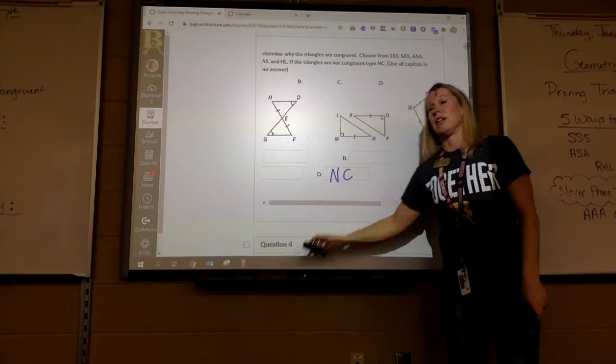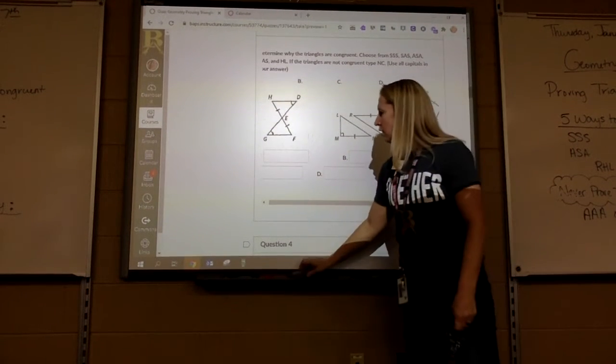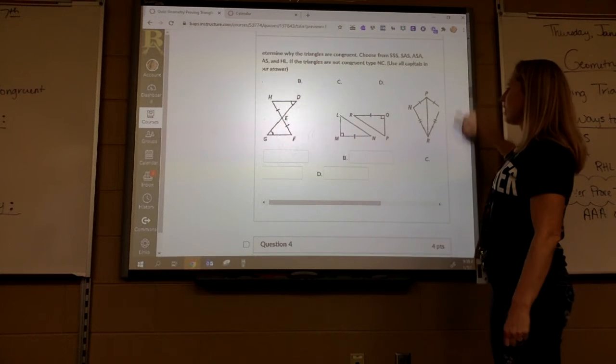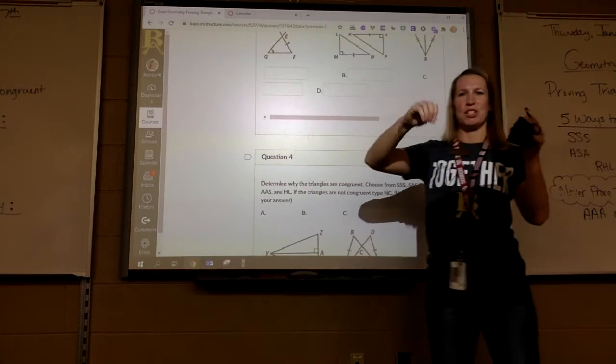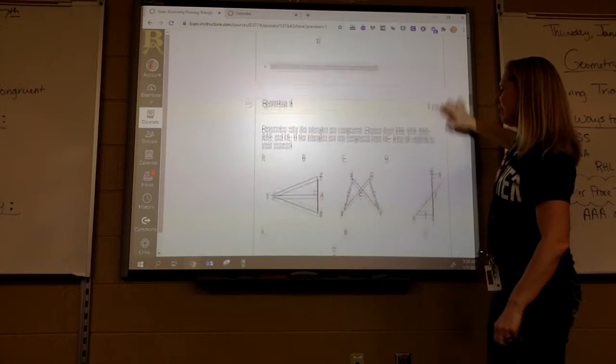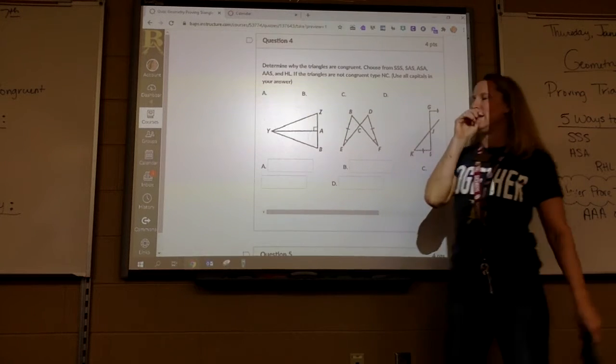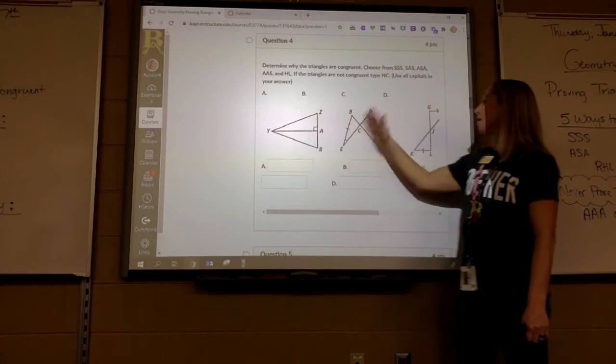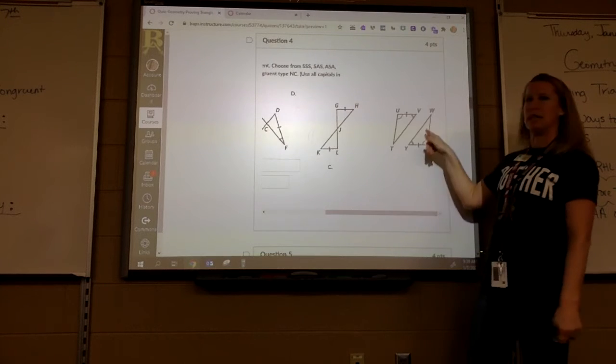Okay, like I said, you might want to draw pictures. Let's look at one more just to make sure. I think it's harder when you don't have it on a worksheet because you can't draw it in. So let's look at number 4. Again, the triangles go A, B, C, D.